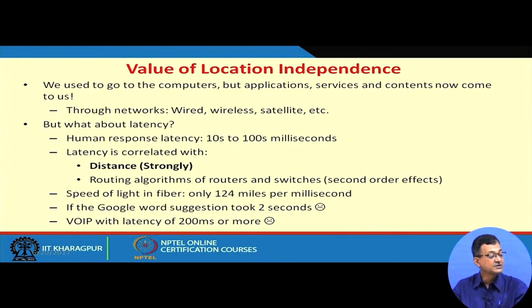So, human response is 10 to 100 milliseconds. Latency is correlated strongly with the distance. The more the distance, the more the network latency, and other types of latency will be more at the hops, more at the failure rates and so on. It also depends on what sort of routing algorithms are coming into play. We know the speed of light in fiber is some 124 miles per millisecond.